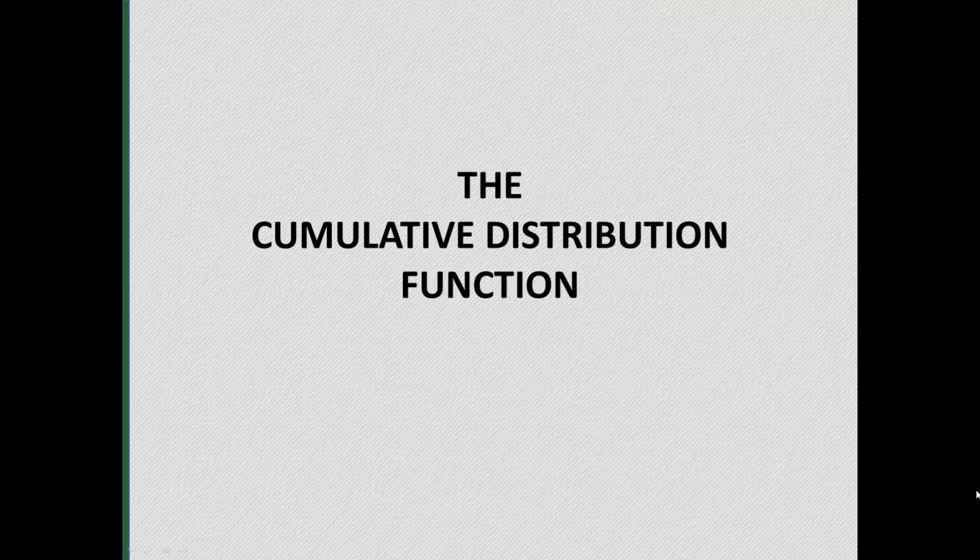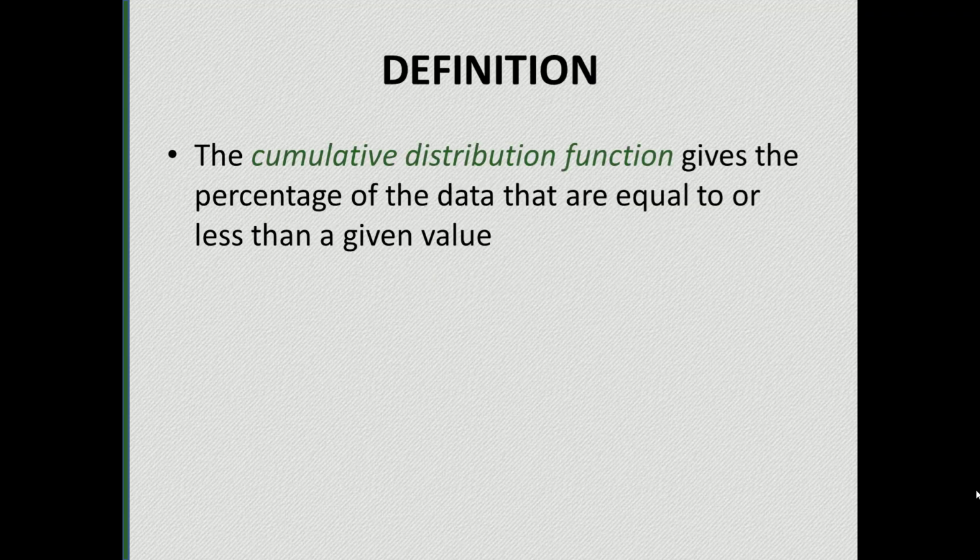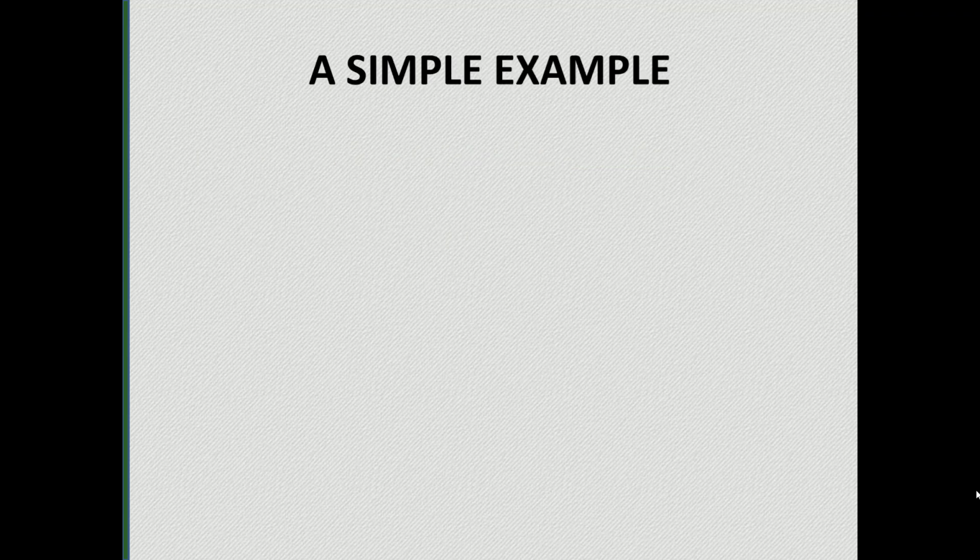We begin by introducing something that statisticians call the cumulative distribution function. It is, quite simply, the percentage of the data equal to or less than a given value. A simple example will illustrate.